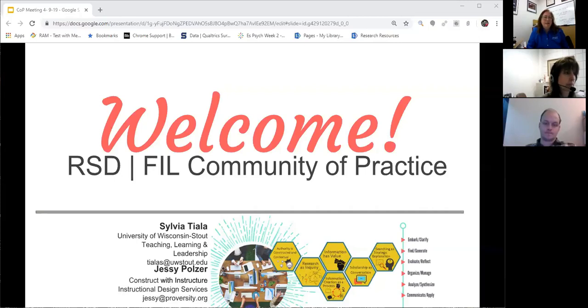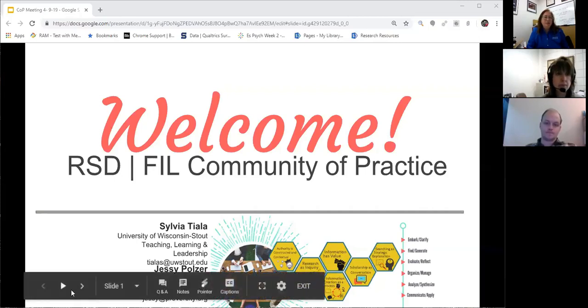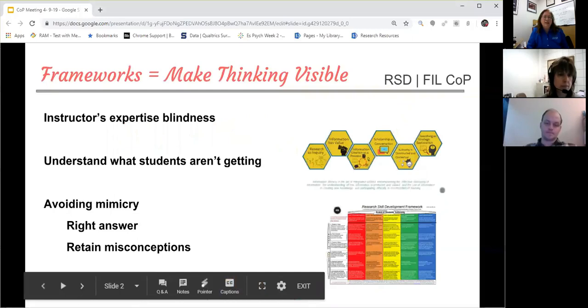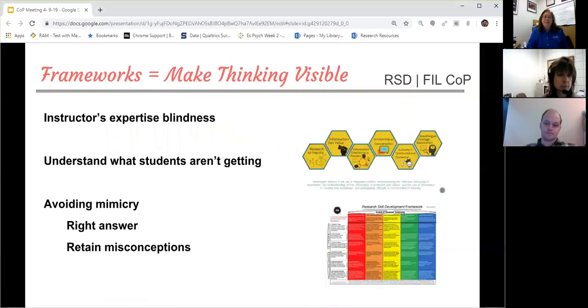So today, what we're going to be taking a look at is the frameworks. Basically, we'll be looking at teaching and learning through the framework for information literacy. But both of the frameworks, at least in my case, help me plan for what students aren't getting. They help me recognize what students aren't getting, and they help me recognize my own expertise blindness.